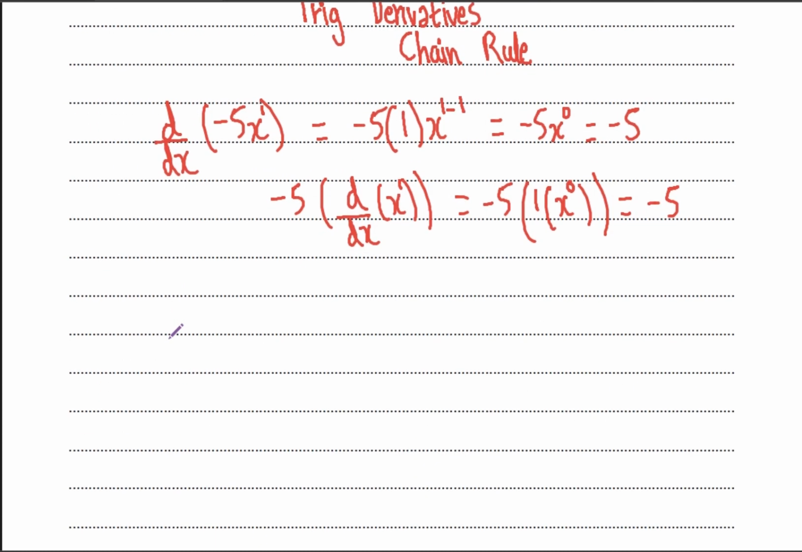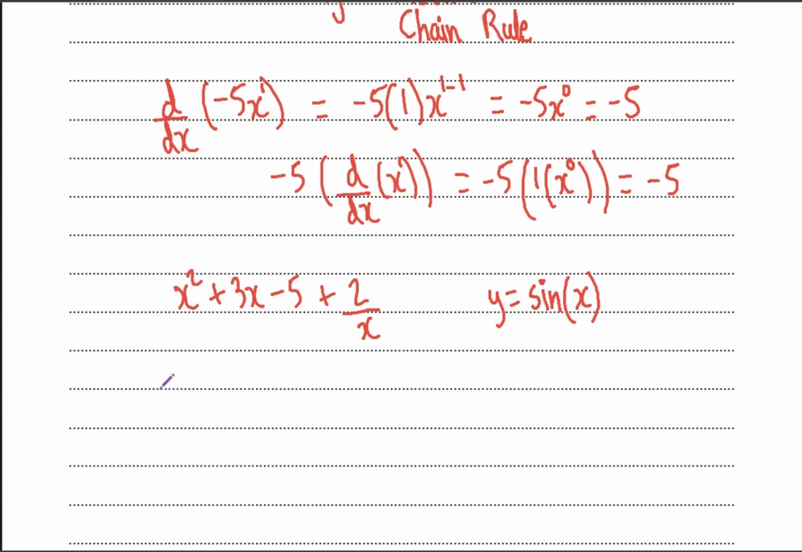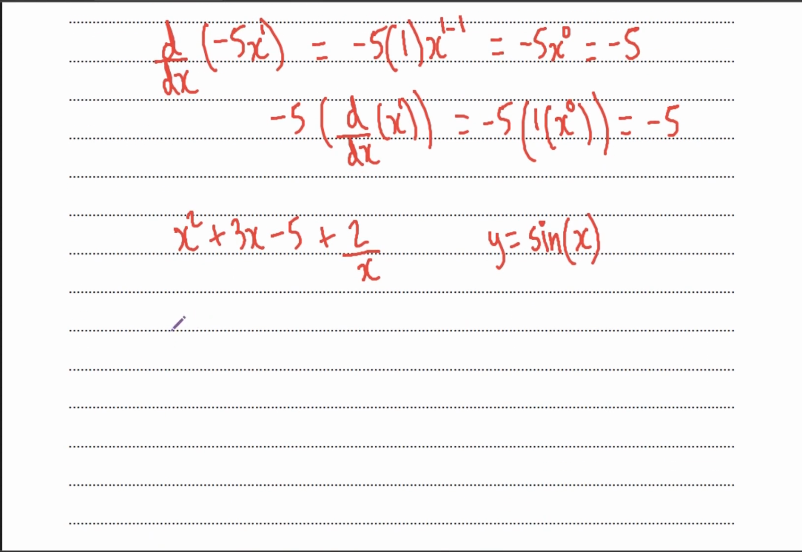Now let's take trigonometric derivatives. So far we've been dealing with polynomials. A polynomial is like x squared plus 3x minus 5 plus 2 over x. These are all polynomials. But what if we had the function y is equal to sine of x? Because this is also pretty common. Trig functions are very common. Let's start with sine of x. Okay, how should we do it? Let's think about it before I give you the answer.